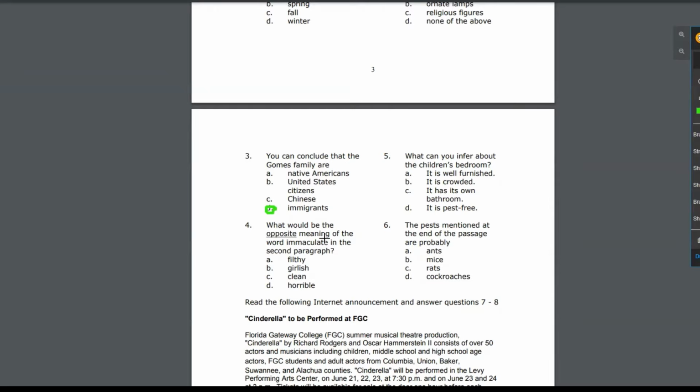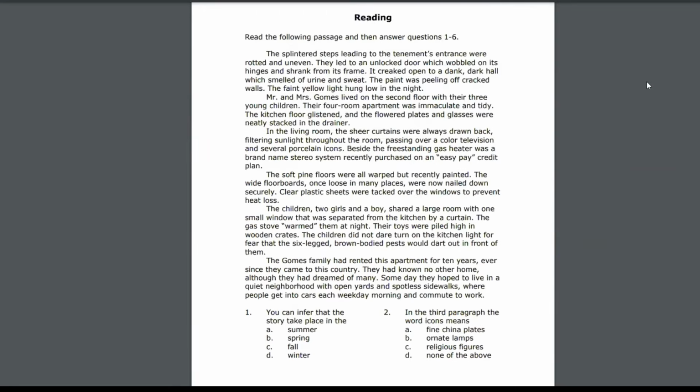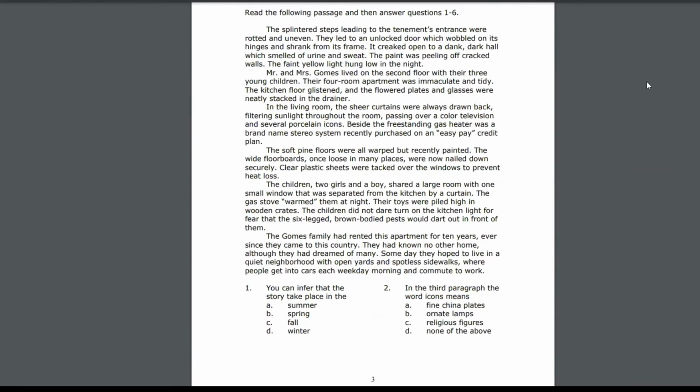All right, if we look at number 4, it says, what would be the opposite meaning of the word immaculate in the second paragraph? So if we go back to the second paragraph, you always want to go back and read so you can see the context of how they're using it. It says, Mr. and Mrs. Gomes lived on the second floor with their 3 young children. Their 4-room apartment was immaculate and tidy.